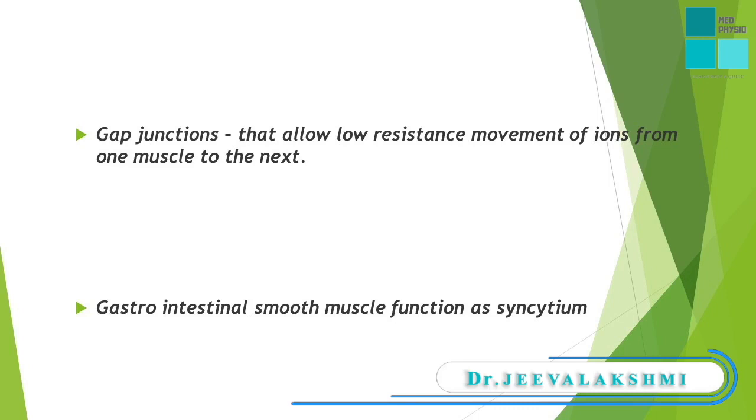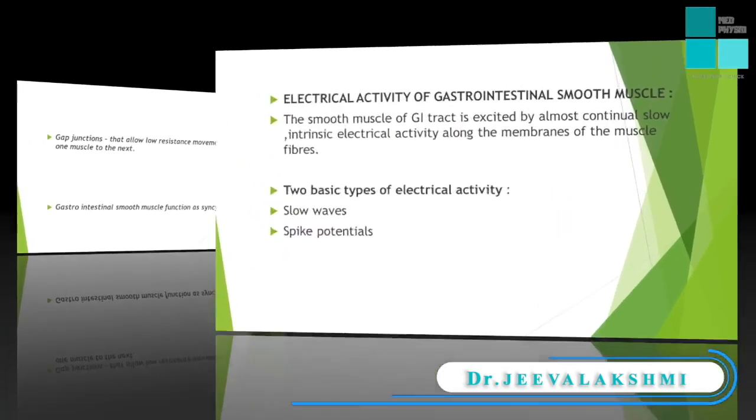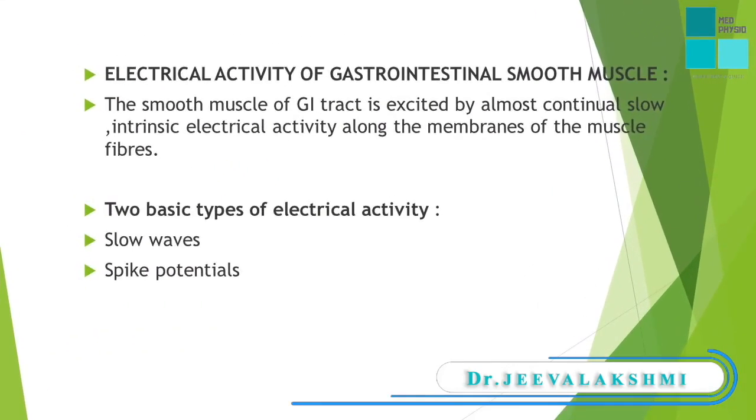Now moving on to the electrical activity of gastrointestinal smooth muscle. The smooth muscle of the gastrointestinal tract is excited by almost continual slow intrinsic electrical activity along the membranes of the muscle fibers. This activity has two basic types of electrical waves, the slow waves and the spike waves.